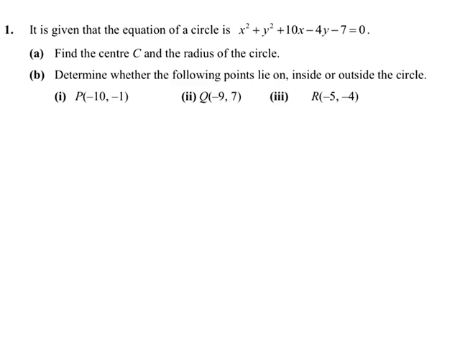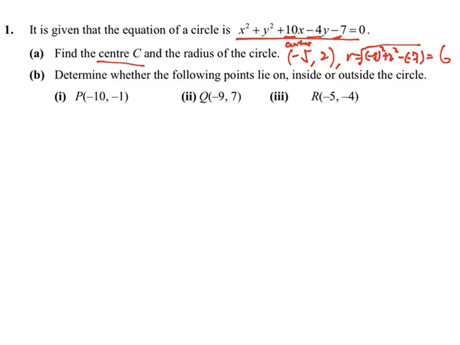Okay, let's see this example. We have an equation of a circle like this. Find the center by using negative 10 over 2, so it's negative 5 for h, and for k it is negative 4 over 2, so it's 2. For the radius, we use 5 squared plus 2 squared minus this one, negative 7. Take the square root, and we get 6. So we have the center and radius.